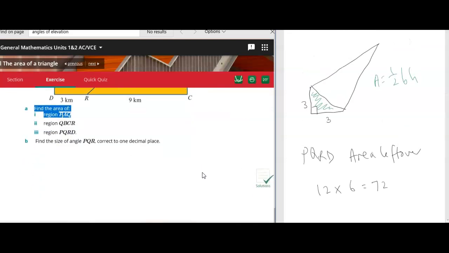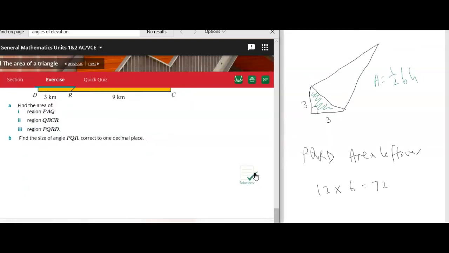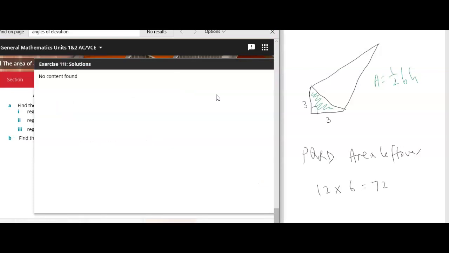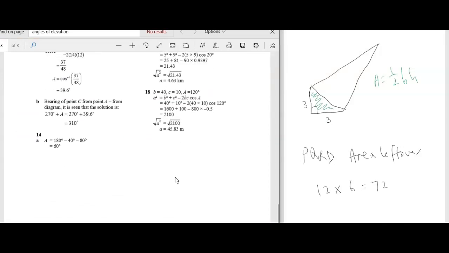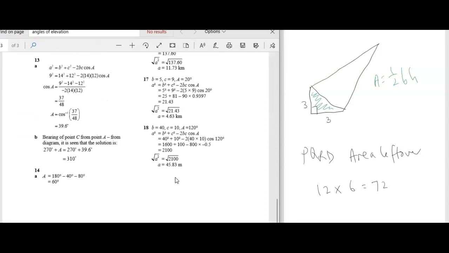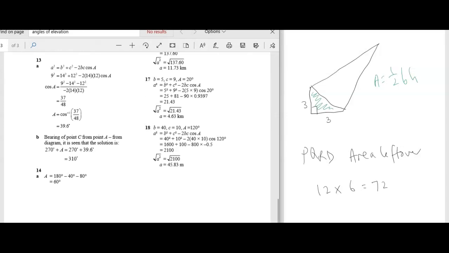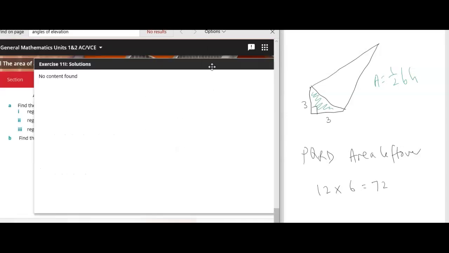Now, just because I'm a bit lazy, I want to finish after 15. Oh, no content found. Oh, I've already got it open anyway. So here. Okay, sorry, I didn't have the answers open. Oh, now it's playing up.